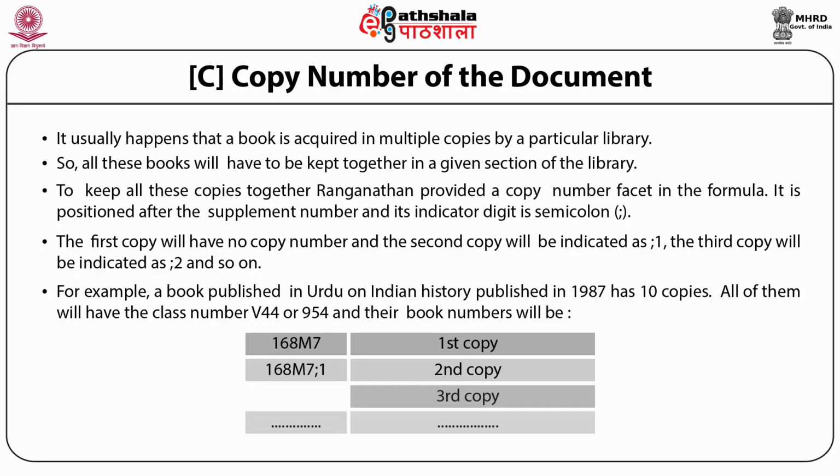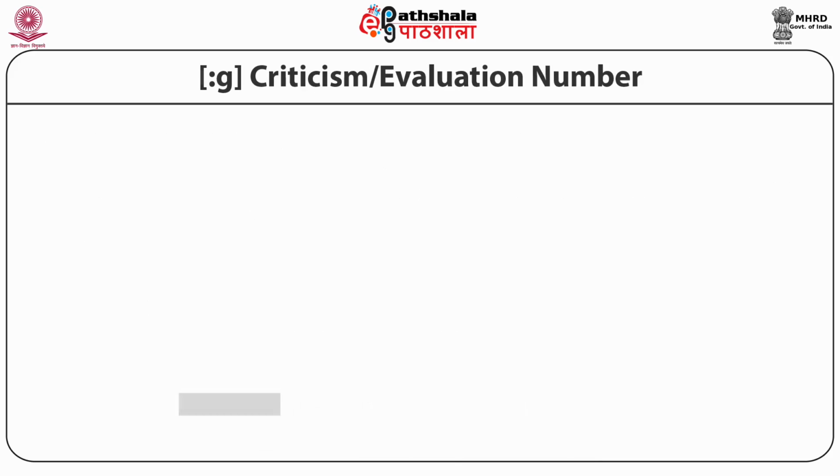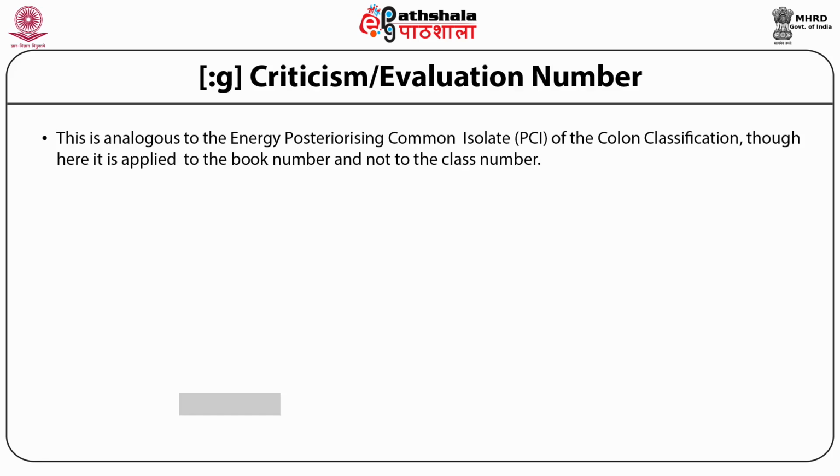168M7. Here 168 is the Urdu language and M7 is the year of publication, that is 1987. Then the second copy will have the number 168M7 semicolon 1. The third copy will have the number 168M7 semicolon 2. And lastly, the 10th copy will have 168M7 semicolon 9. So that all the copies will come in a sequence and will be individualized.